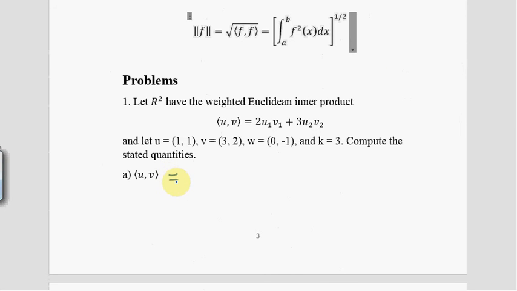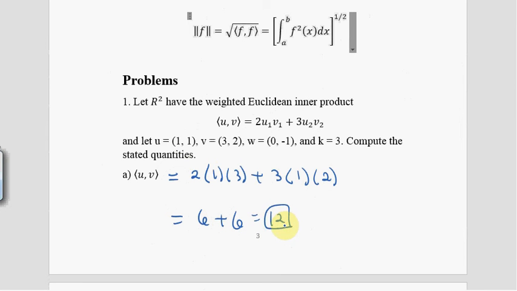So here we compute this. This is going to be this 2 times u sub 1 times v sub 1, where u sub 1 is 1 and v sub 1 is 3, plus 3 times u sub 2 times v sub 2, where u sub 2 is 1 and v sub 2 is 2. So here we get 6 plus 6, we get 12.